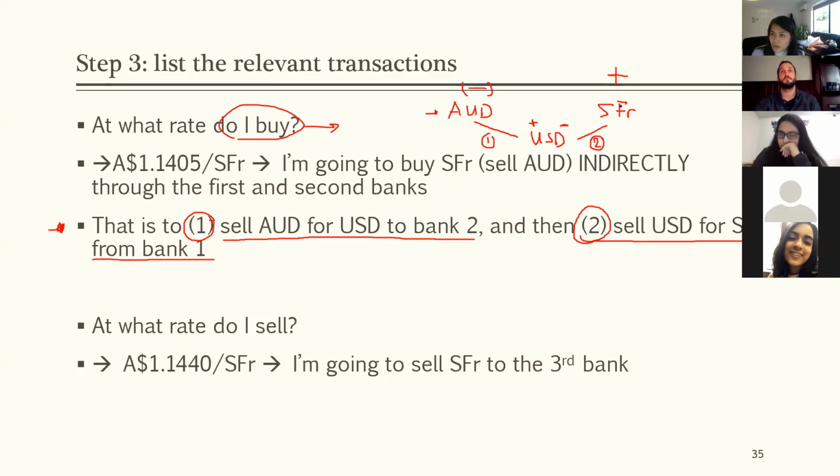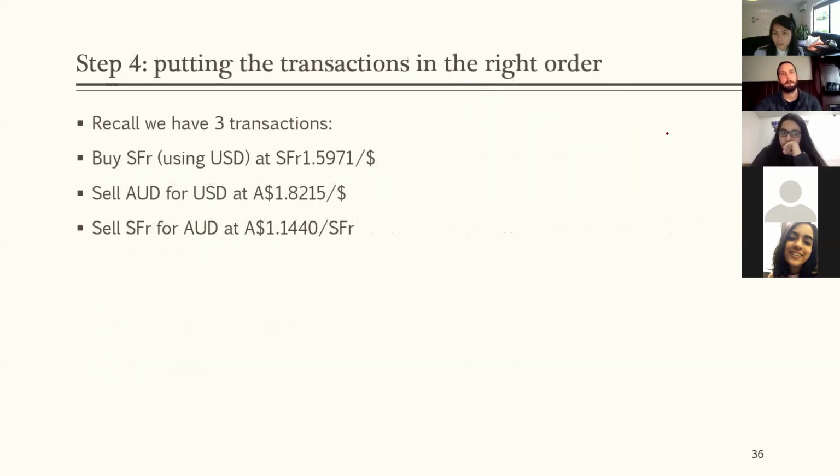So through these two transactions, effectively, I have canceled out my USD holdings. So this indirect transaction is equivalent to selling the AUD to buy the franc. Okay. Are we okay here? Okay. If that's okay, let me move on to the next slide. Okay.